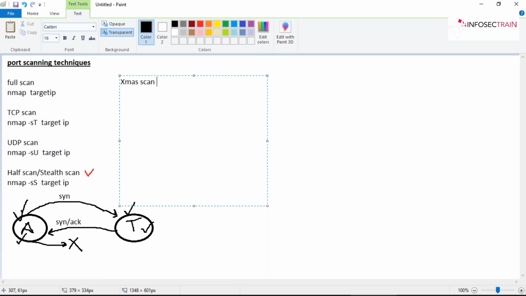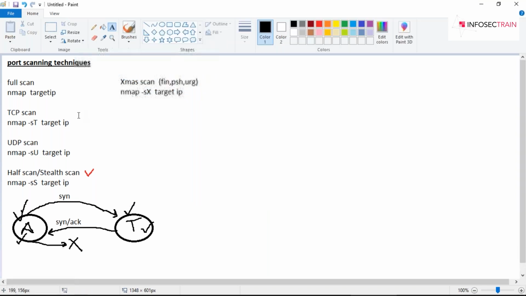What is Xmas scan, guys? In Xmas scan, you will be sending three packets together, that is FIN, PUSH, and URG. These are the three packets that you will be sending together. All right. And the syntax is nmap -sX and the target IP. Now, what does Xmas scan do, guys?